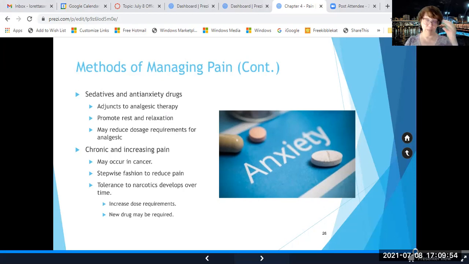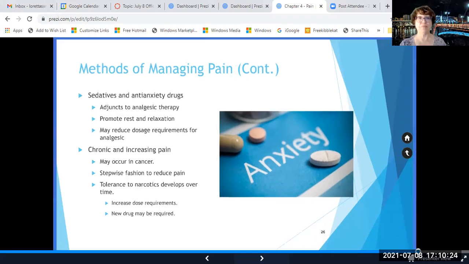A lot of times in a cancer care setting or an inpatient setting, there are pain management teams that help develop pain solutions for each individual patient, because we know that pain is individual. The thing with narcotics is you do develop a tolerance over time. So people end up having increased dosage requirements, and they may require being shifted over to a new drug because the old drug isn't working anymore.